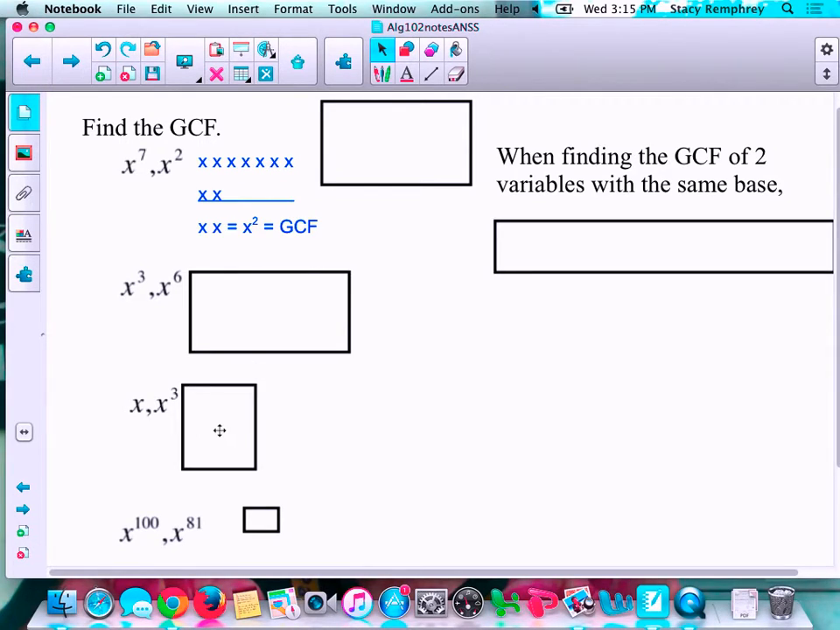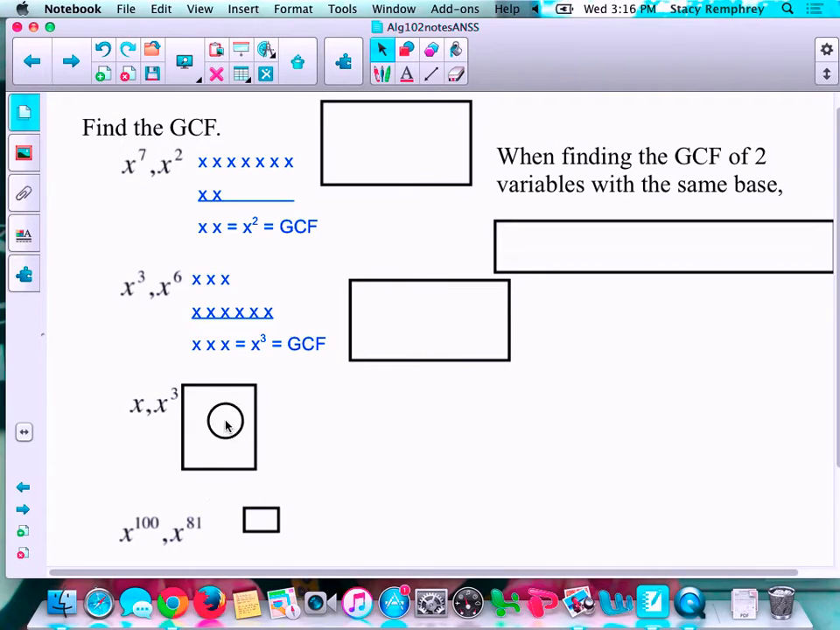So I'd like you to try it, push pause, try the next two. Look for some relationships you're seeing, and I'm hoping you'll be able to do that here. So push pause and then move on. All right, as we come back, you can see my work here. Greatest common factor of these two was x to the 3rd. Greatest common factor here was x. And you may notice that it always ended up being the one with the lower exponent.